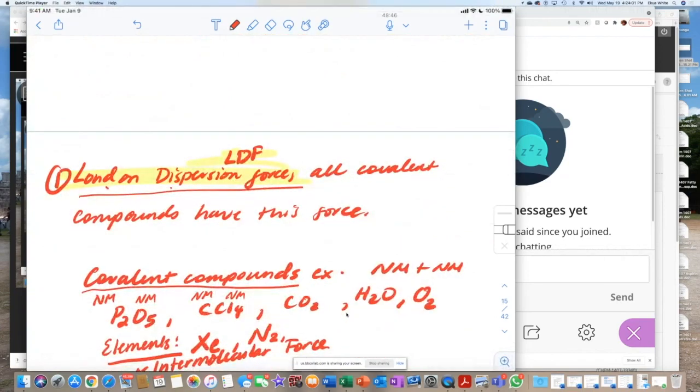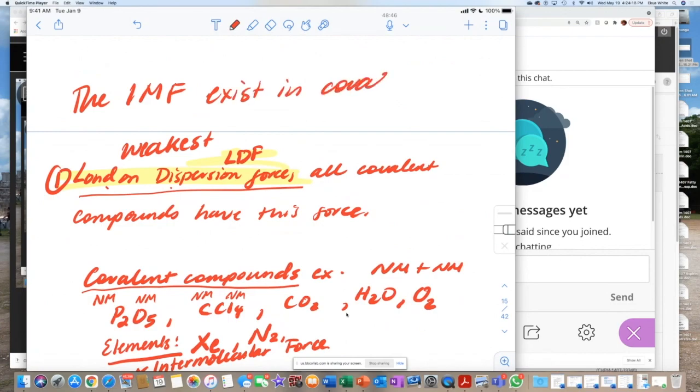Okay, so now that we're done with this, I'm going to scroll down and see. Now we're going in order, starting with the weakest. This is the weakest of the intermolecular forces. By the way, I wanted to mention this. The intermolecular forces we're looking at, these intermolecular forces exist in covalent compounds. Remember, covalent compounds are the non-metal and non-metal compounds. So they're usually made up of non-metals. So you want to itemize, go through and look at the elements in the compounds. Are they all non-metals? Check. If they are, then you want to assume they have these intermolecular forces.